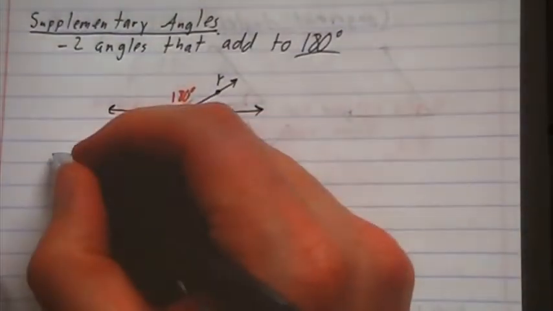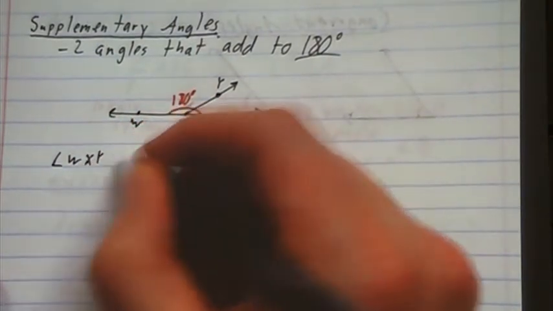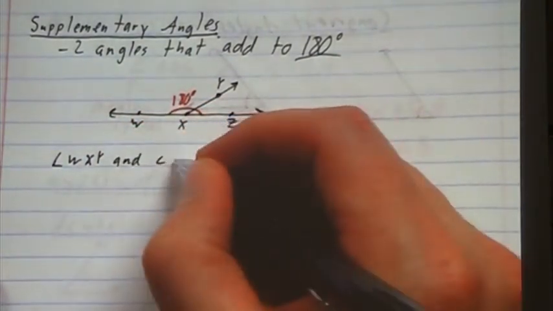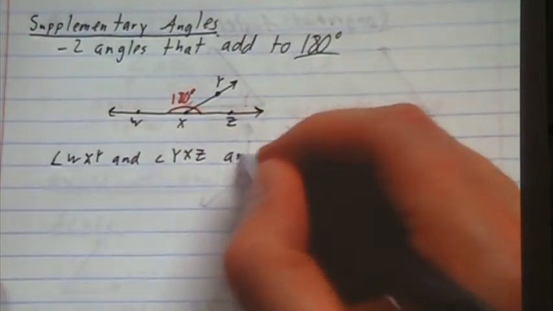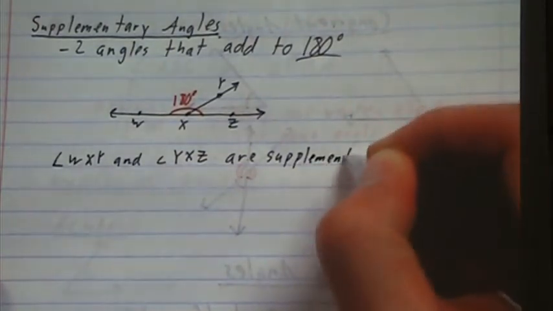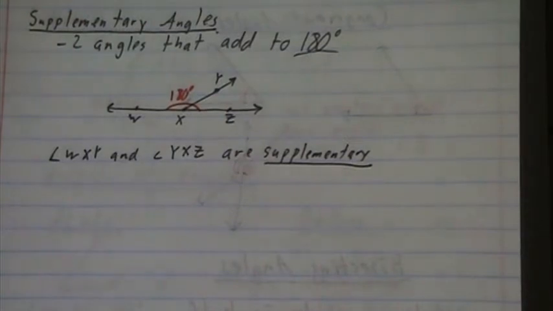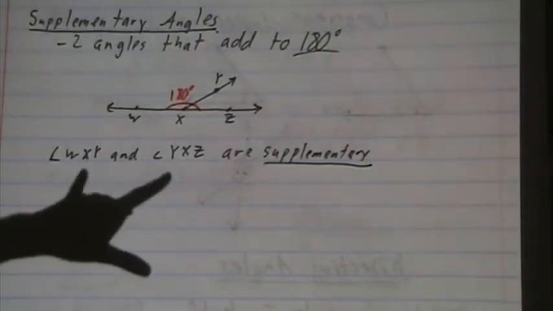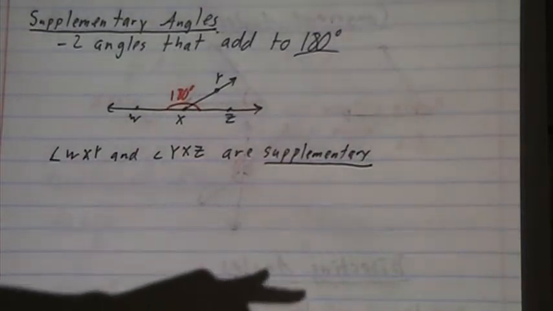So we could say angle WXY and angle YXZ are supplementary. And remember, that means it adds to 180. So if I was to do an algebra problem with this, I would take these two measures, say this piece plus that piece equals 180.